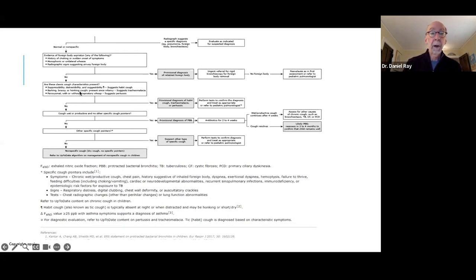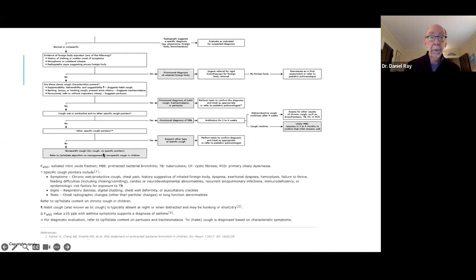If they have a cough that can be modified by distracting the child, you want to try to make a diagnosis of a habit or somatic cough, and you can proceed down this arm of the algorithm.